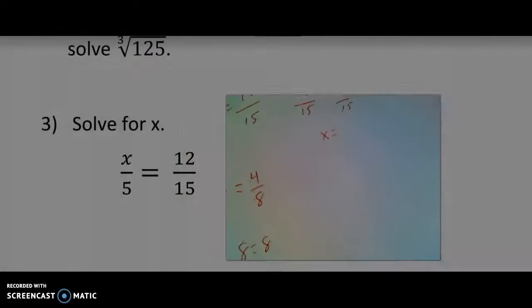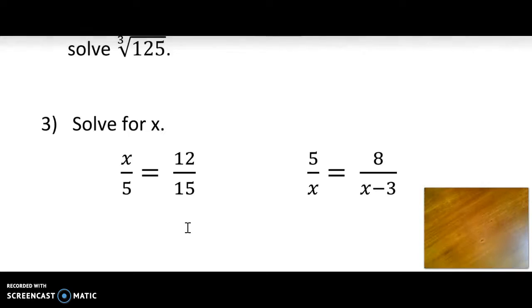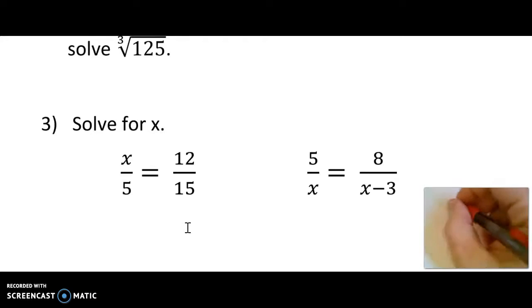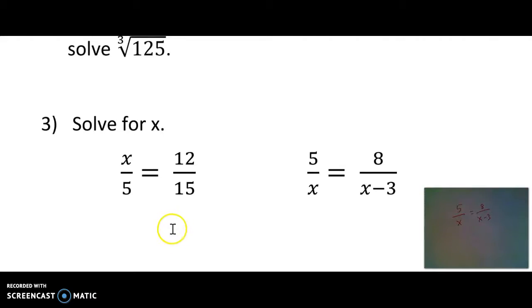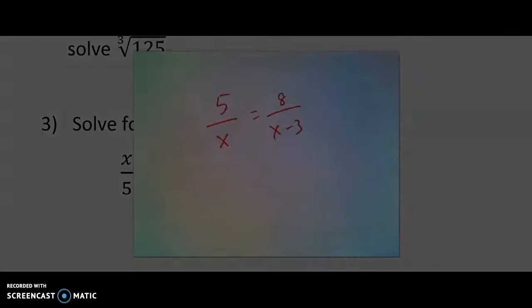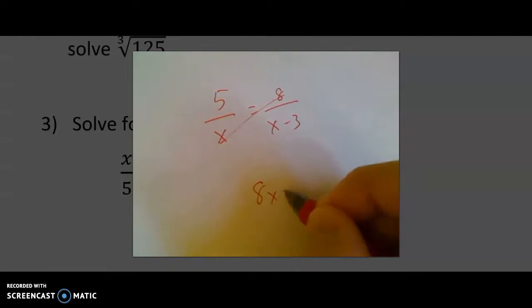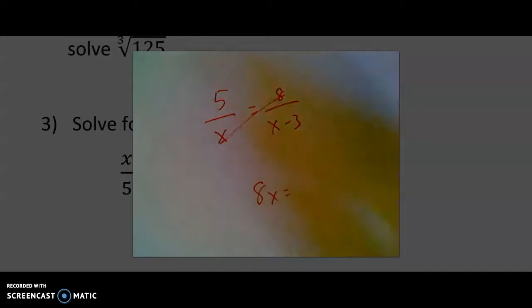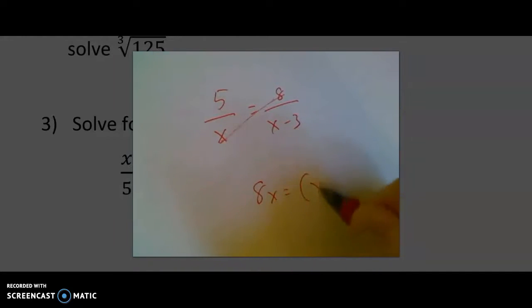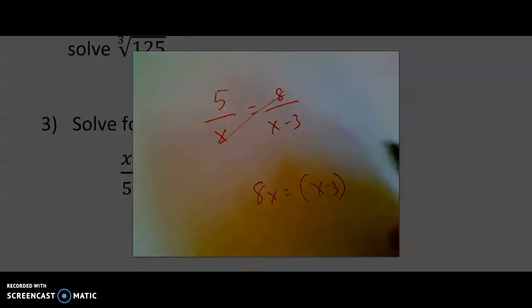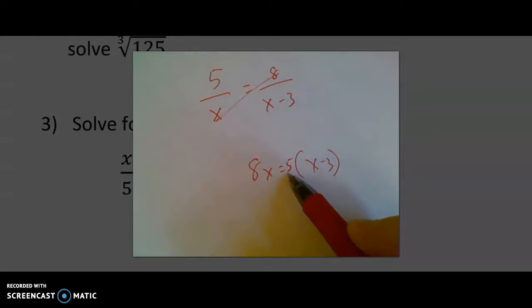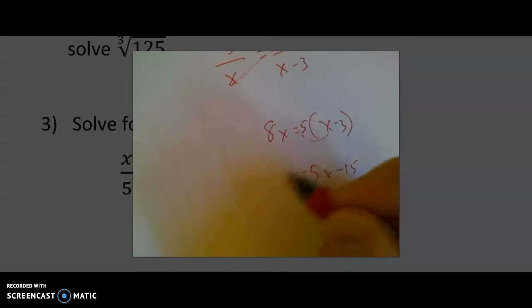The second problem is one where you really need to use that other shortcut of the cross products. So here again, 5 over x equals 8 over x minus 3. So it's not going to work just to cross multiply and divide. So the cross products become x times 8 is 8x. And you have to multiply these together. And this is where we use distributive property. We have x minus 3, and we're going to multiply it by 5. So when you distribute, you end up with 5x, 5 times negative 3 is negative 15, equals 8x.